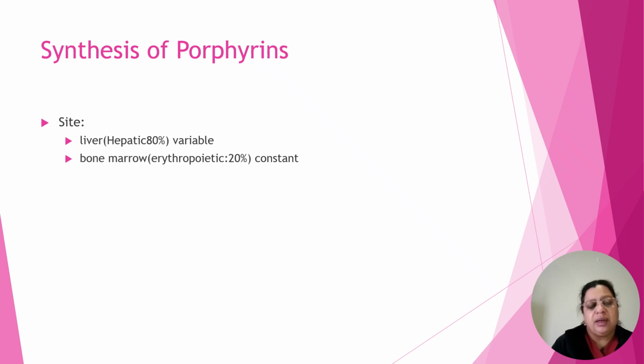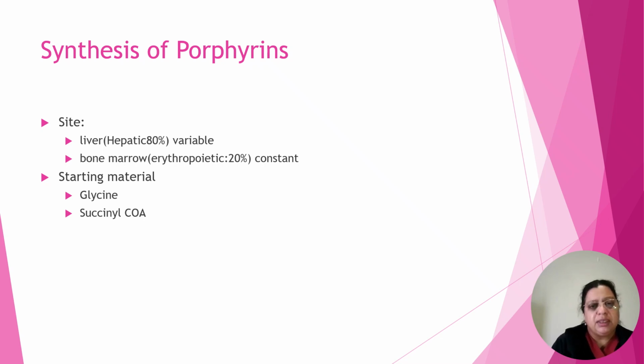So there are enzymes which can be induced and enzymes which can be inhibited, but only in the liver. The other site of synthesis is the bone marrow, or the erythropoietic synthesis, and this corresponds to 20% of the porphyrin synthesized in the body. This synthesis, you must remember, is always constant. That means it cannot be turned on or off and it is always expressed.